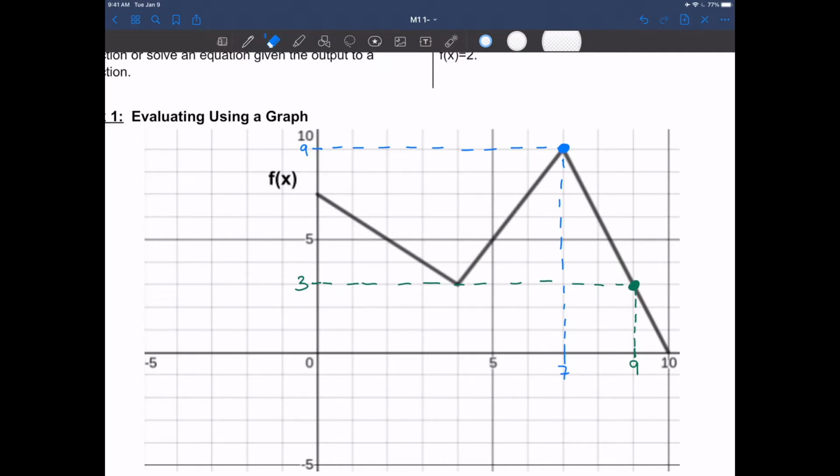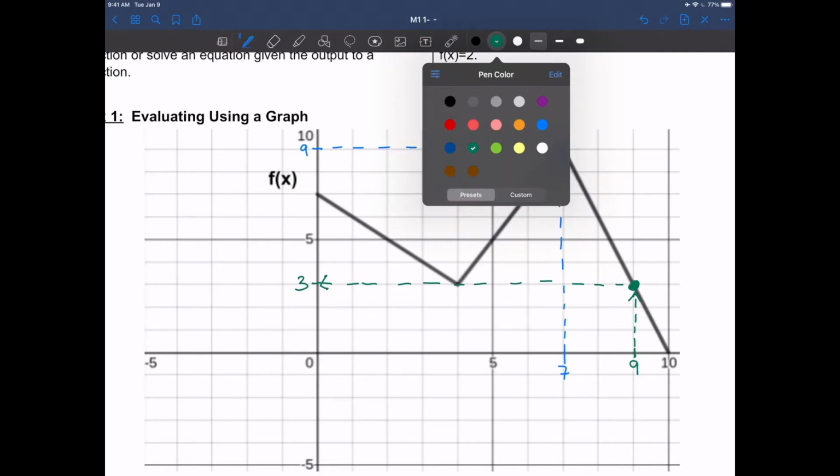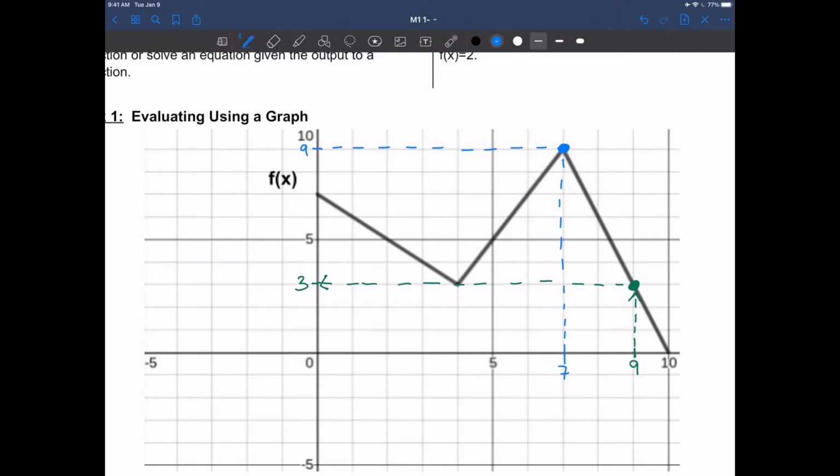So first, we moved up from x equals 9, and then we moved to the right, and we read off that value. I'm just going to put arrows on the other one because we started at 9, and we went to this point, and then we went down to the x-axis. So I hope this helps, and let's go ahead and practice some more.